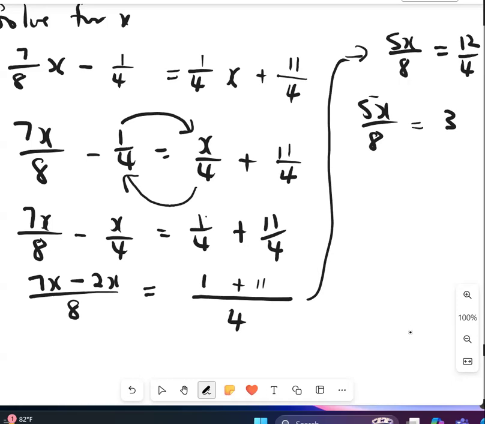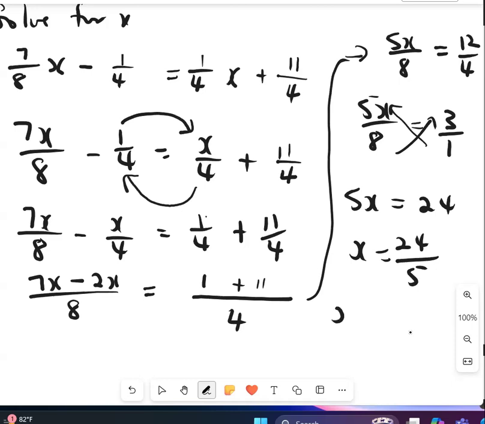So you can put this over 1 and then cross multiply. So you get 5x equal to 8 times 3, which is 24. x then is equal to 24 over 5, which is 4 and 4 over 5, since 5 times 4 is 20 and 4 is left.